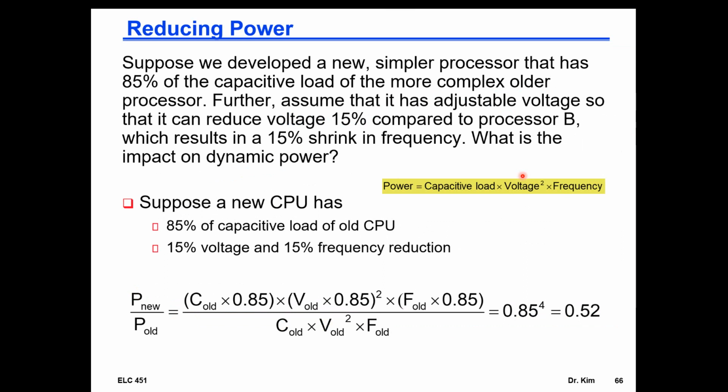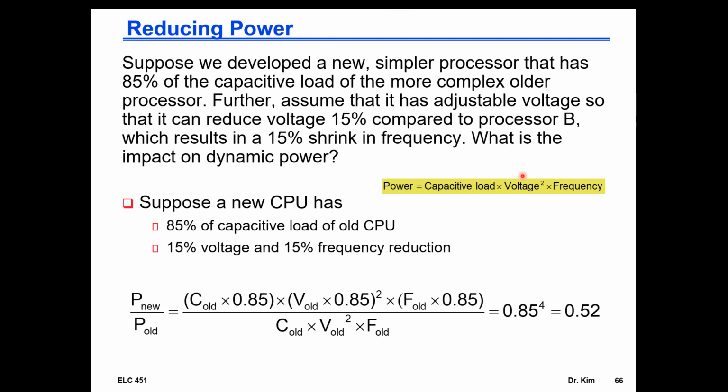So some problems are related to power. An example: suppose that we developed a new, simpler processor that has 85% of the capacitive load of the more complex, older processor. That could be because it's simpler, or because the actual transistors are smaller in geometry, since the gate capacitance is smaller if the transistors are smaller.